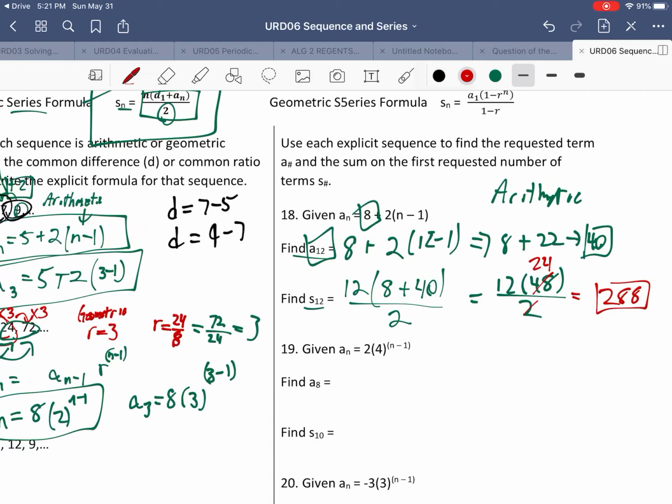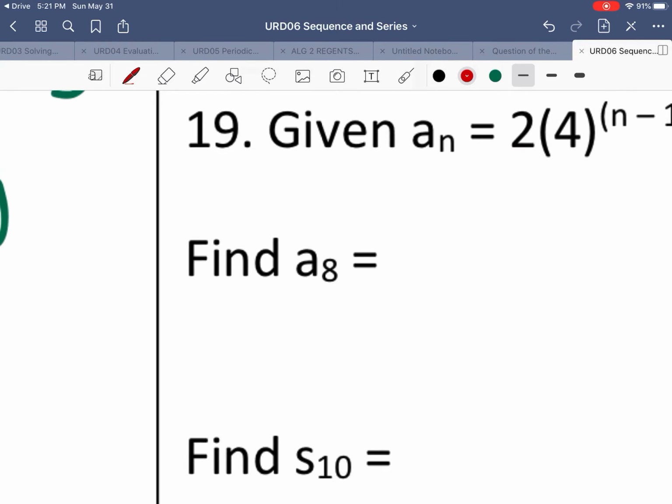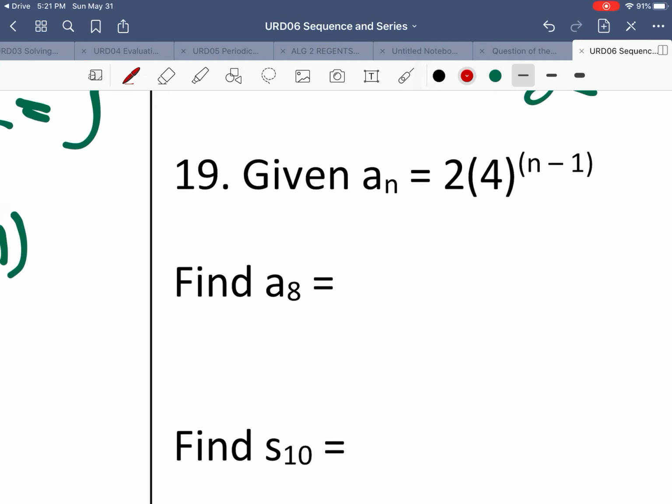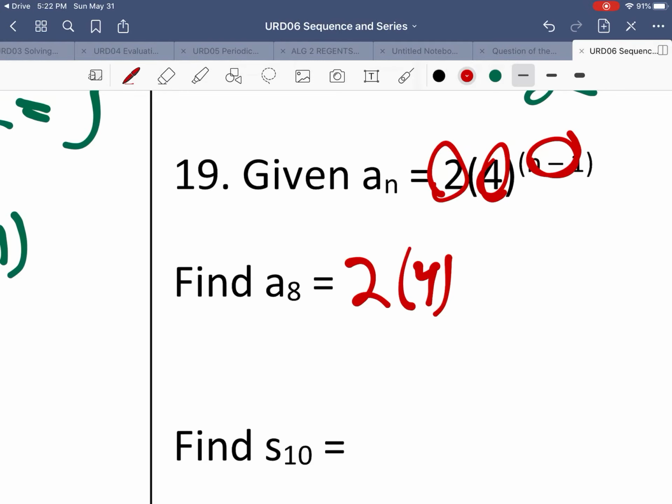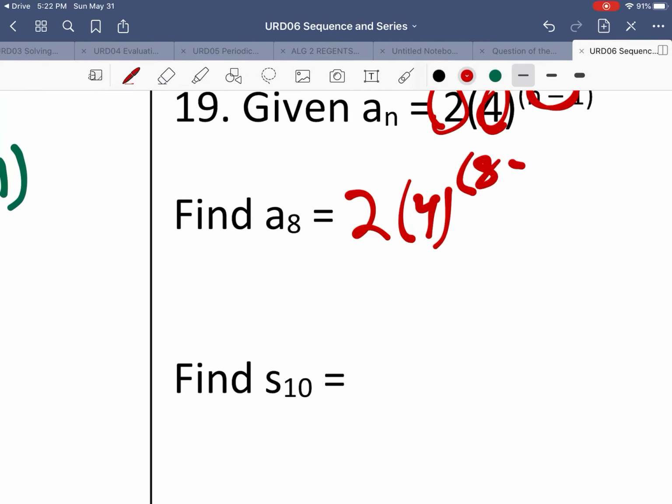So that means if I were to write out the first 12 terms of this sequence, 8 and then 10 and so on, I'd eventually get 288 when I added them up. Now for a geometric sequence, it's a little different. So to find the 8th term, that means I'm going to start at 2 and multiply by 4 seven times. That's what's really going to happen here.